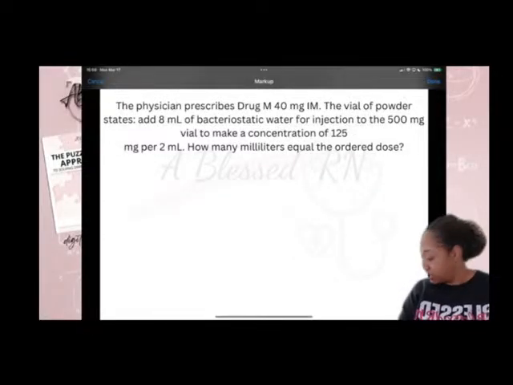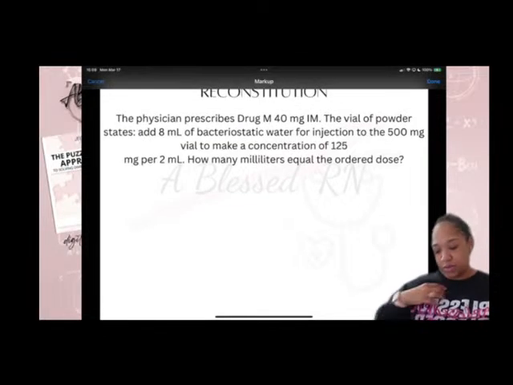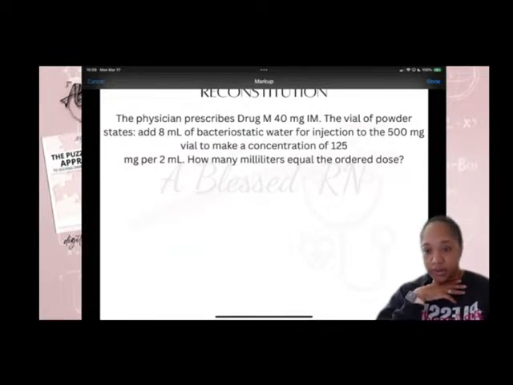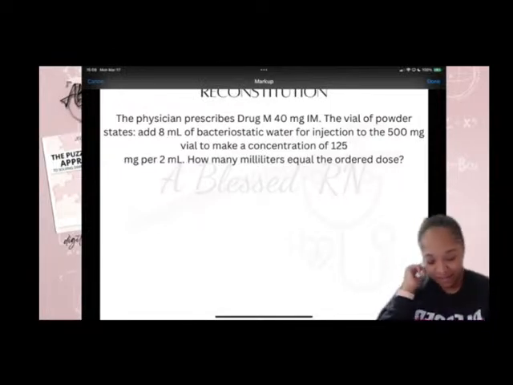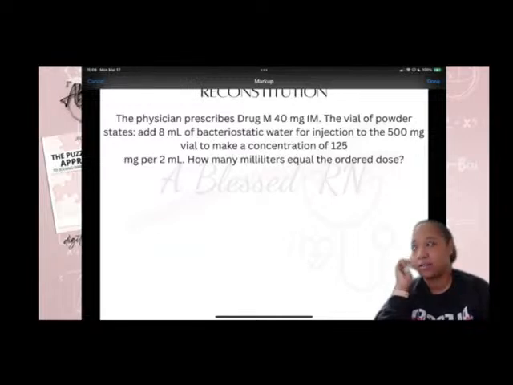Alrighty, the physician prescribes drug M 40 milligrams IM. The vial of powder states to add 8 mLs of bacteriostatic water for injection to the 500 milligram vial to make a concentration of 125 milligrams per 2 mL. How many mLs equals the ordered dose?